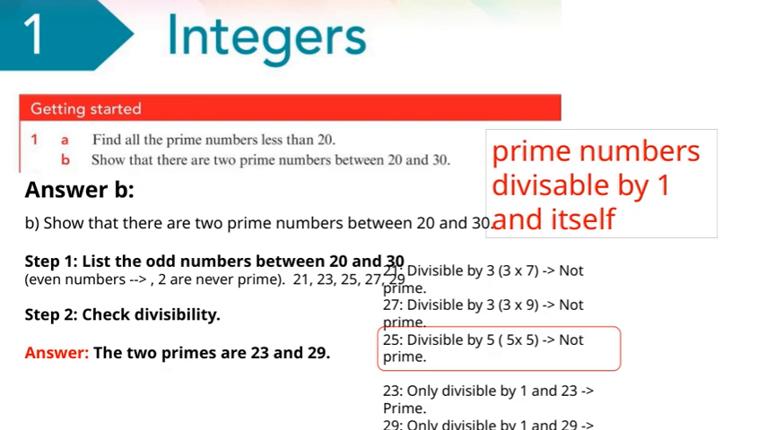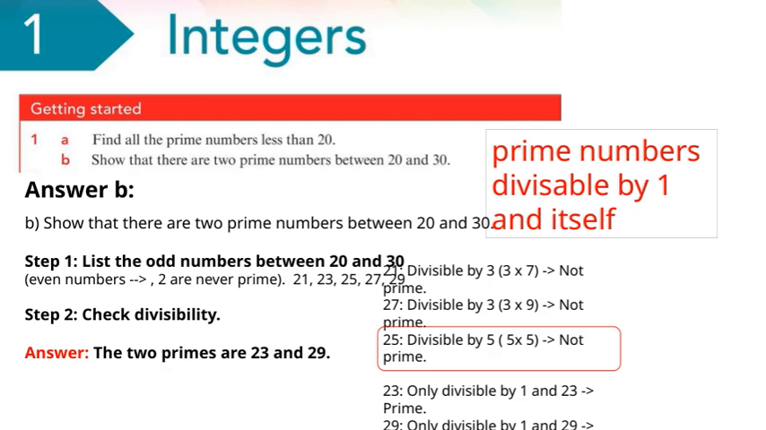On the other hand, 23 is only divisible by 1 and itself, which means it is a prime number. Likewise, 29 is only divisible by 1 and 29, confirming that it's prime too. Remember, prime numbers are only divisible by 1 and themselves. Now, for our question, how can we show that there are two prime numbers between 20 and 30?